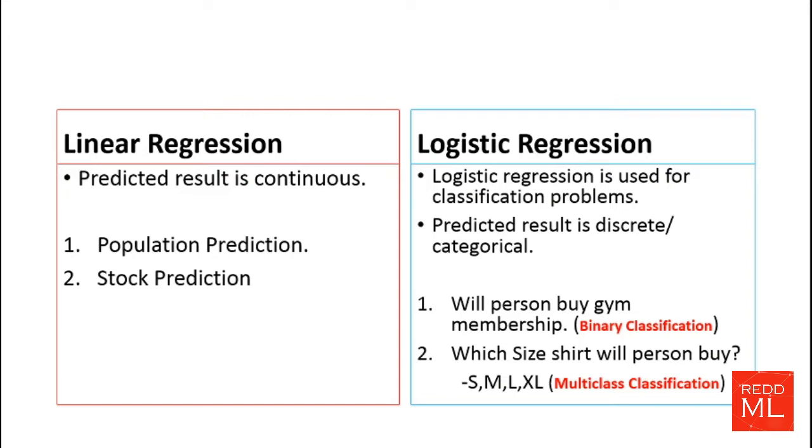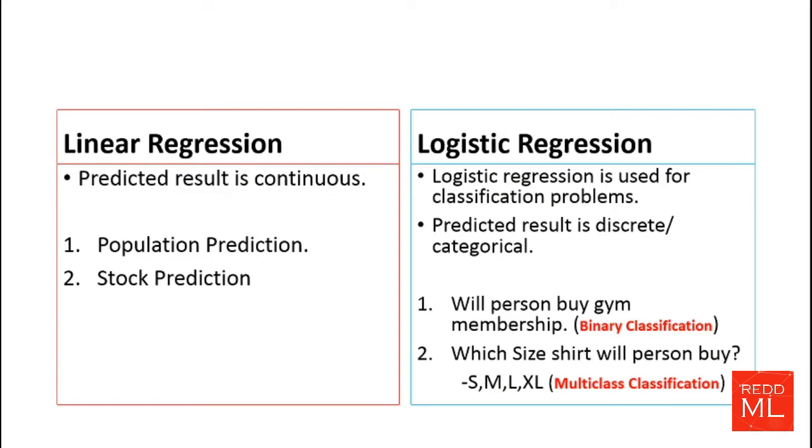In logistic regression, it's basically used for classification problems. That is when the predicted result is either discrete or categorical, in the sense of 1, 0, true, false, yes or no. There are two types, binary and multi-class. In binary, the most basic example is: will a person buy a gym membership? It's either yes or no. Another example, multi-class, would be which size shirt will a person buy? The options go from size small, medium, large, extra large.